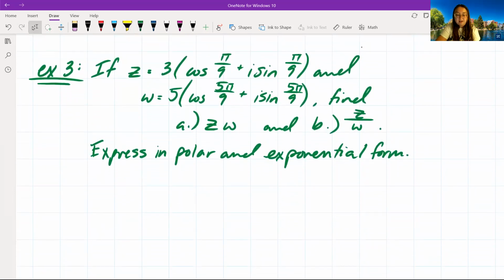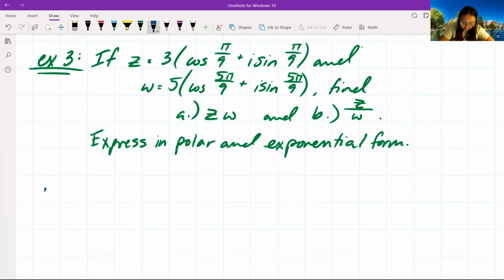So for example 3, if z is equal to 3 times cosine of pi over 9 plus i times sine of pi over 9, and w is equal to 5 times cosine of 5 pi over 9 plus i times sine of 5 pi over 9, we want to find the product and the quotients. We want to find z times w and z divided by w. Then we want to express our answers in polar and exponential form.